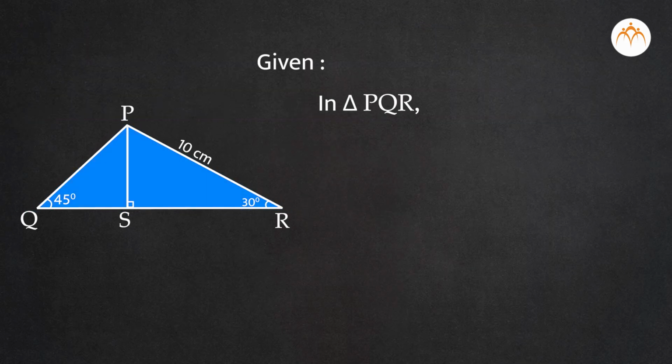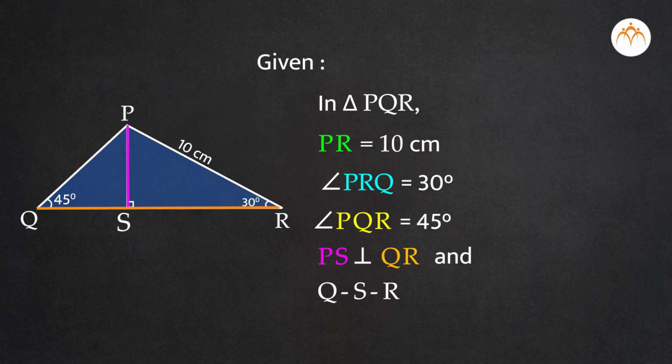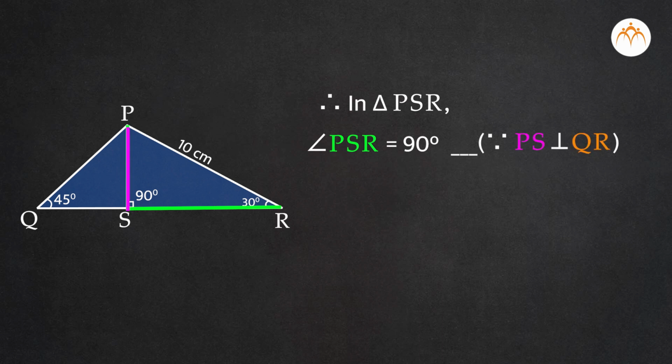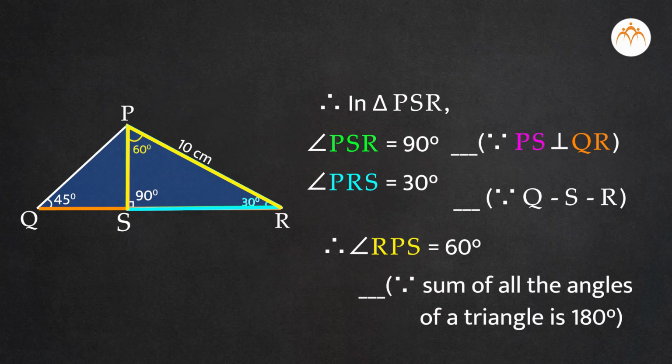In triangle PQR, PR is equal to 10 cm, angle PRQ is equal to 30 degrees, angle PQR is equal to 45 degrees, PS is perpendicular to QR and point S lies between point Q and point R. Therefore, in triangle PSR, angle PSR is equal to 90 degrees because PS is perpendicular to QR and angle PRS is equal to 30 degrees because point S lies between point Q and point R. Therefore, angle RPS is equal to 60 degrees because sum of all the angles of a triangle is 180 degrees.